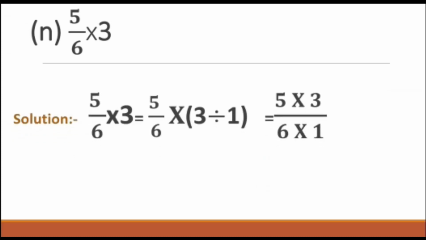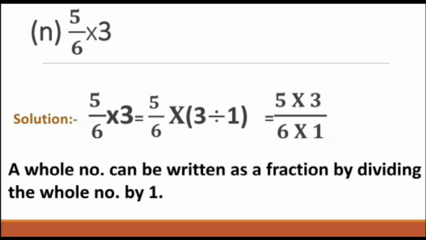Now 5 by 6 multiplied by 3. Dear students, a whole number can be written as a fraction by dividing the whole number by 1. So here we can see that the whole number is 3. So a whole number can be written as a fraction, okay, by dividing by 1, right? So here we are dividing this whole number by 1, okay, and by doing this we can write 3 by 1. We can change this whole number into a fraction, right? So we can write here 5 by 6 multiplied by 3 by 1, okay.